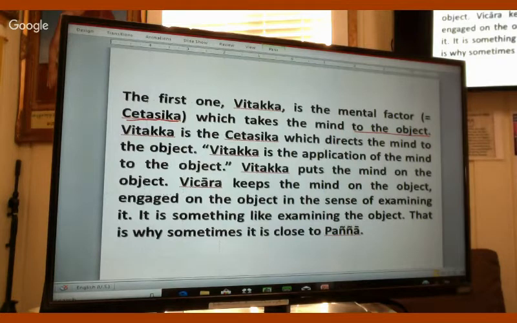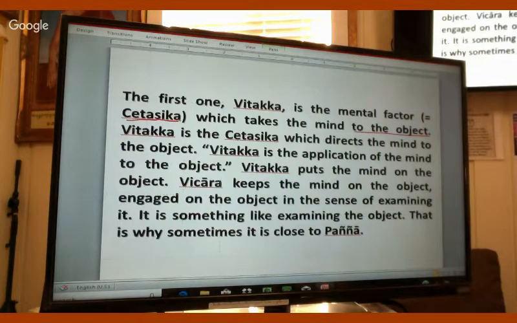The phassa arises, and then we see the object with the consciousness automatically. There's no need for the power of Vitakka. But in meditation we need Vitakka, isn't it? The other 44 kinds of sense sphere consciousness also need Vitakka.